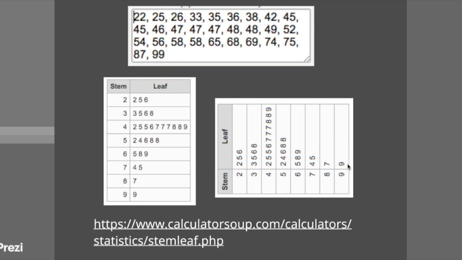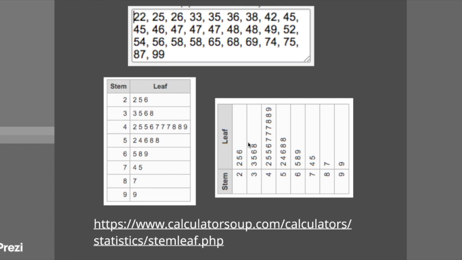Now that we have a picture of the data too, we can actually describe the shape of it. Well, we could actually do the Fantastic Four: what is the center, what is the spread, what is the shape, and are there any interesting features or strange things about the data. We'll get a closer look at that when I click on this.